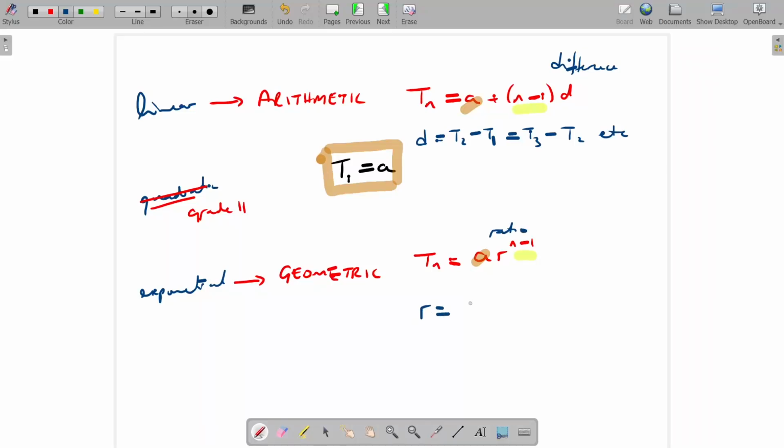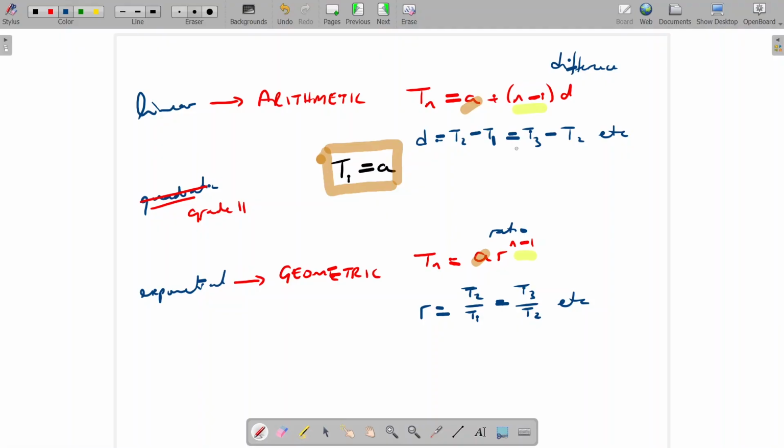In the same way, r would be the common ratio. So r would be T2 divided by T1, which is the same as T3 divided by T2, etc. Now what this does lead to is a useful little sub-formula, which isn't really all that common, but can sometimes be useful: if I rearrange the terms, 2T2 equals T1 plus T3, and alternatively here, T2 squared equals T1 times T3. That can be useful, okay?